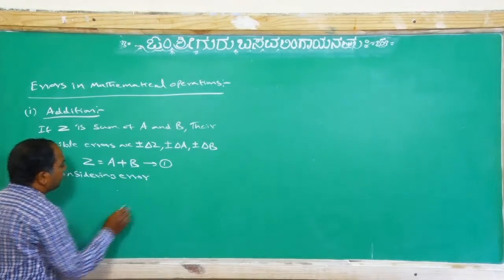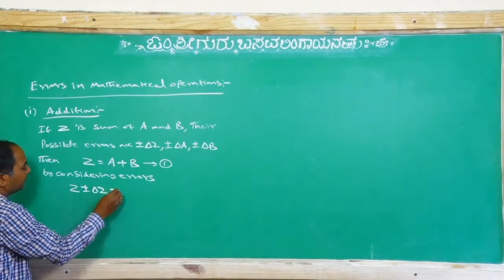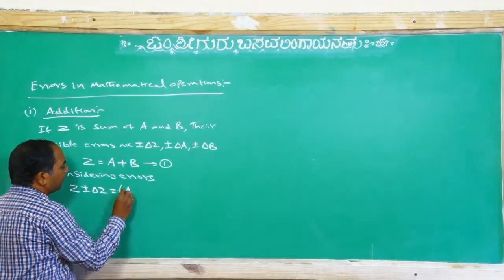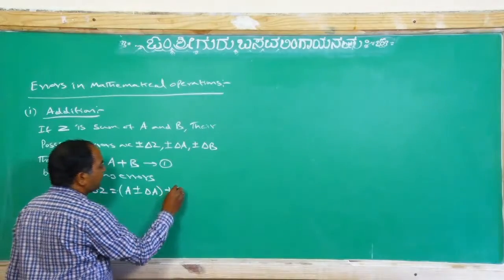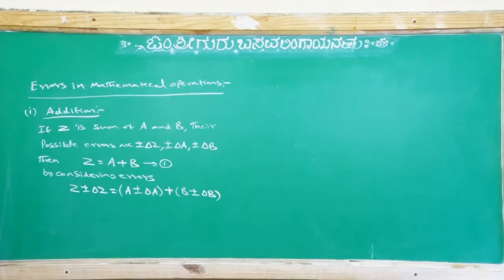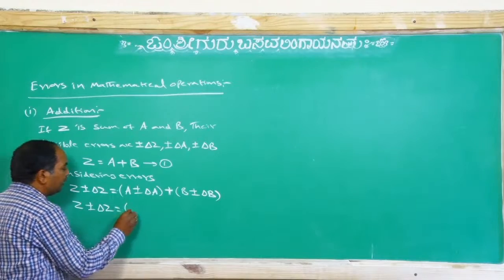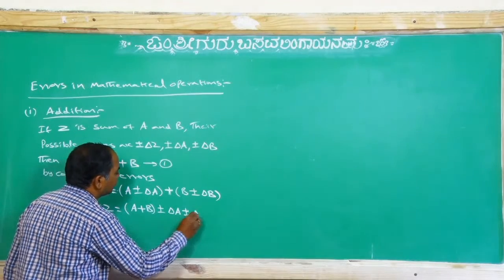By considering errors, what is the Z error? Z error is plus or minus delta Z. So, Z plus or minus delta Z is equal to A, whose error is plus or minus delta A. So, total quantity A plus or minus delta A, plus B, and by considering the error, B plus or minus delta B. You may write like this: Z plus or minus delta Z is equal to A plus or minus delta A plus B plus or minus delta B. This one we may write as Z plus or minus delta Z is equal to A plus B plus or minus delta A plus or minus delta B.